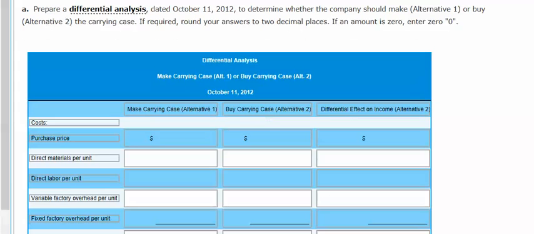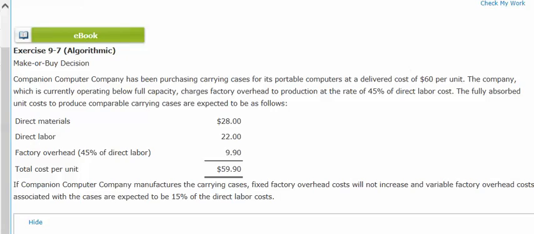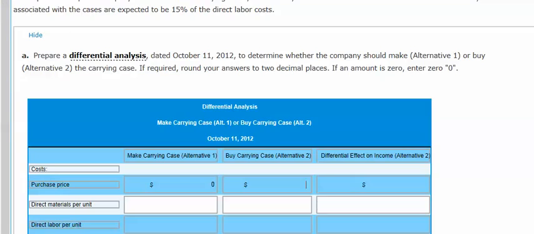So if we go down here, our purchase price, if we're making it, would be 0 because we're not going to be buying it. If we're buying the case, it's going to be the $60. So we'd have 60 there. And the differential in this case, we would decrease by $60.